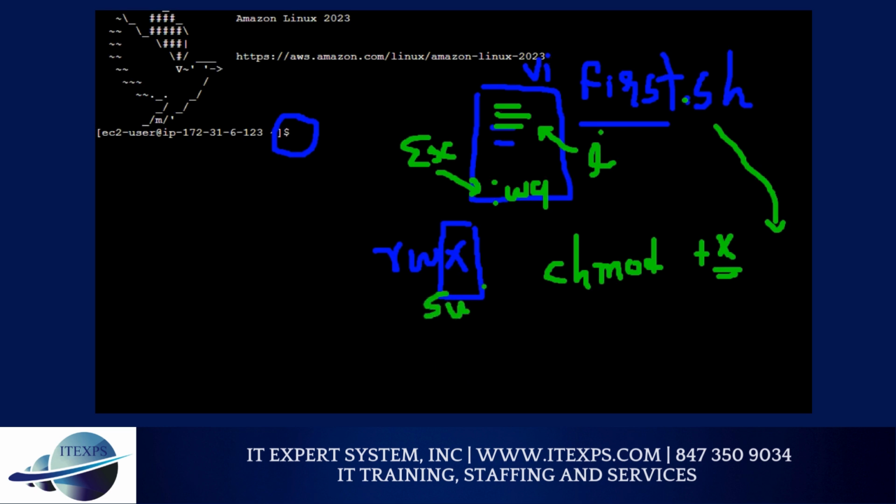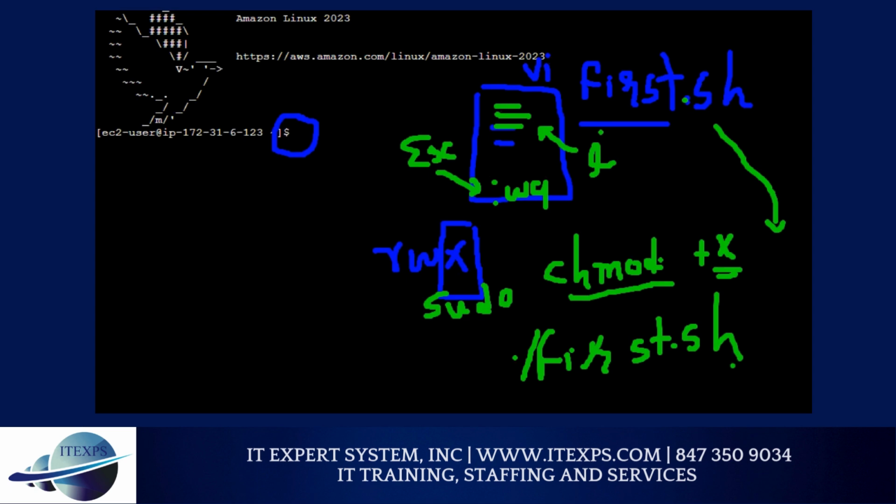Sudo chmod, change mode, and then you run the command. Once you run it, you can run this program by its program name. Dot means current directory, ./first.sh, and your program will work.